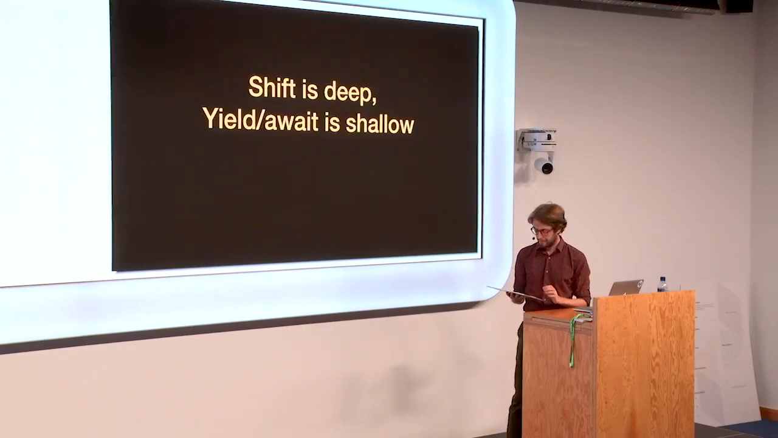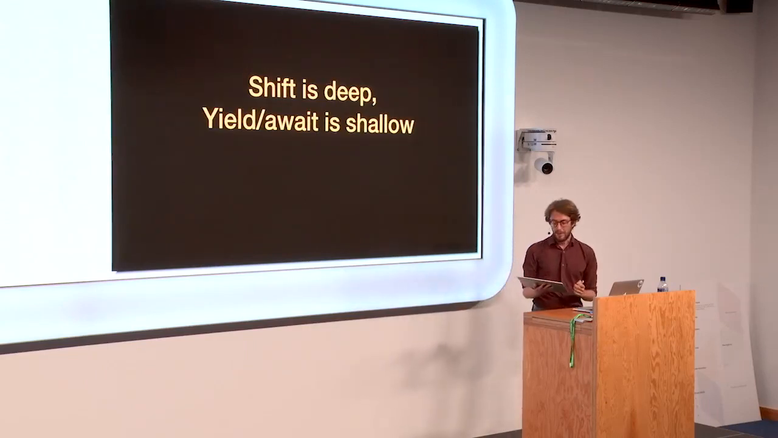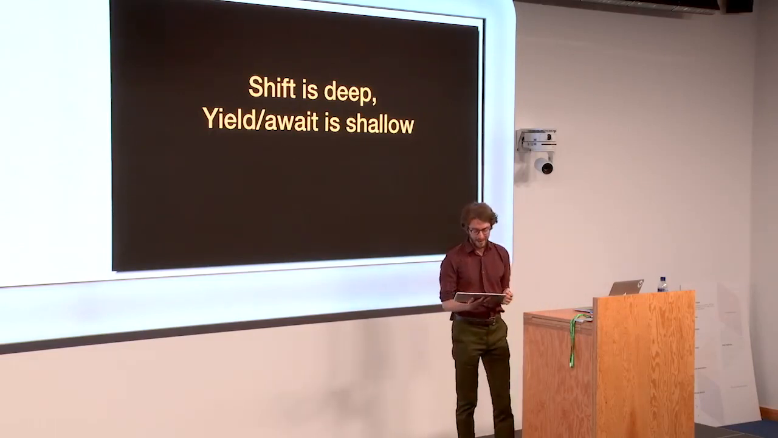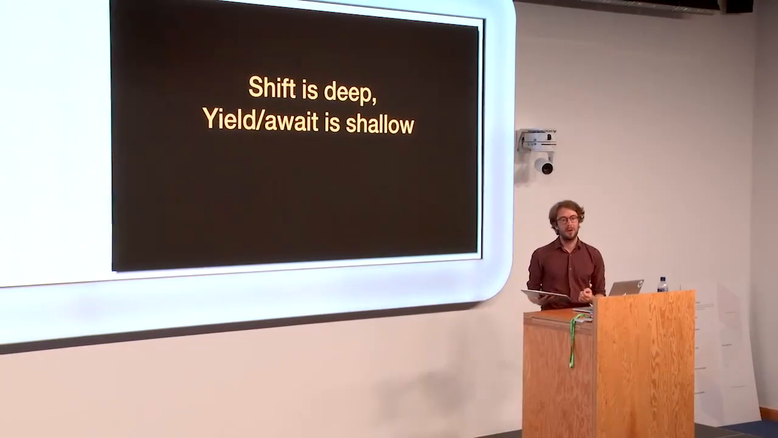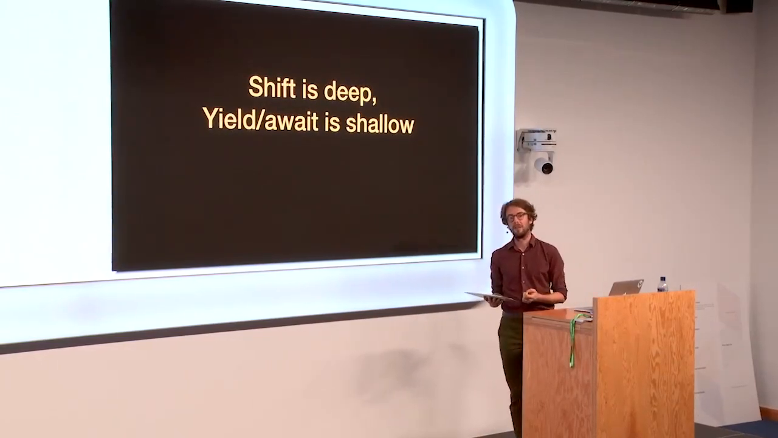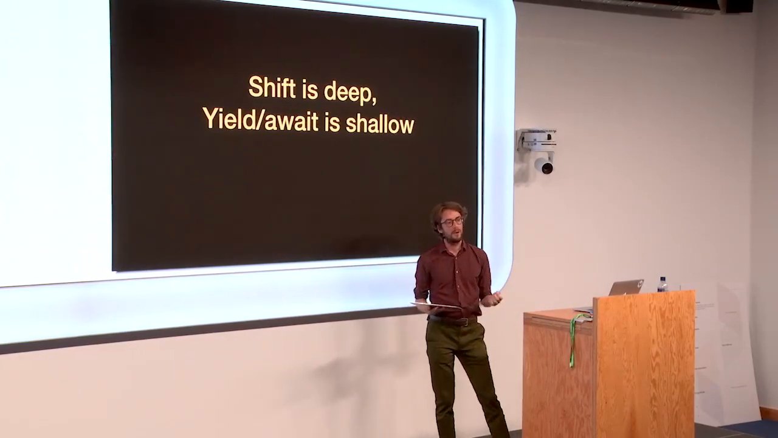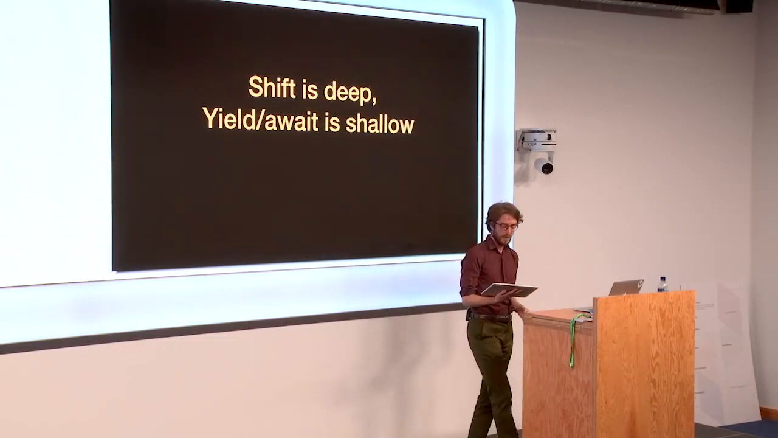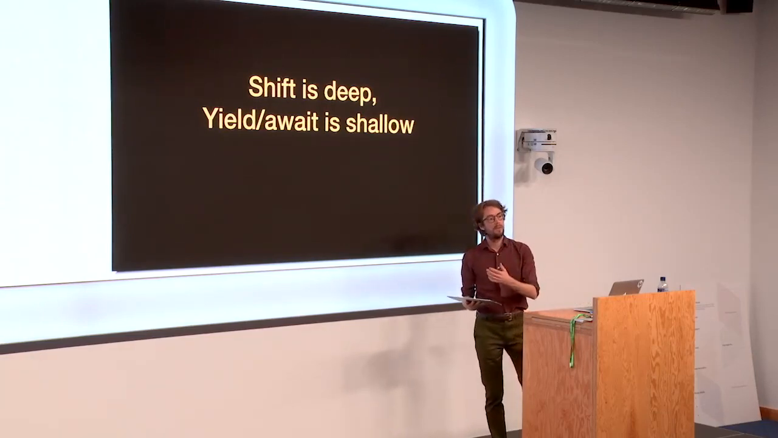There is a big difference in JavaScript, though. And that's that shift is deep while yield and await is shallow. Okay, what do I mean by that? Well, in a generator in JavaScript, you can only call yield within the body of the generator. If you call another function within that generator, you can't call yield inside that function, unless that function is itself a generator. That's not the case with shift and reset. So you can call shift at any depth.